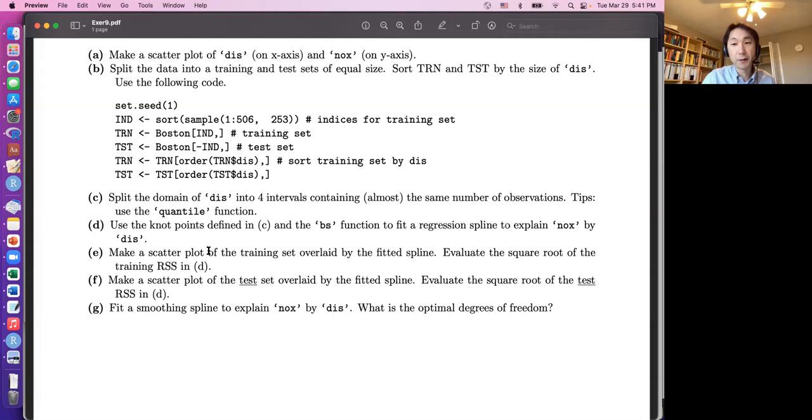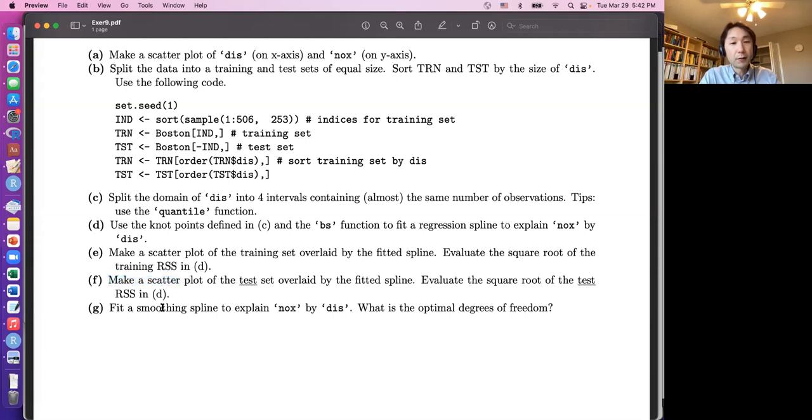Usually we divide the RSS, the residual sum of squares, by the number of observations, then take the square root. Then F: make a scatter plot of the test dataset overlaid by the fitted spline, then evaluate the square root of the test RSS. Usually the test RSS is larger.